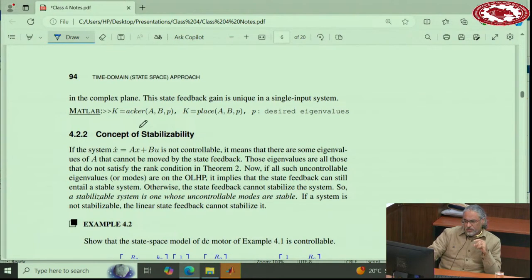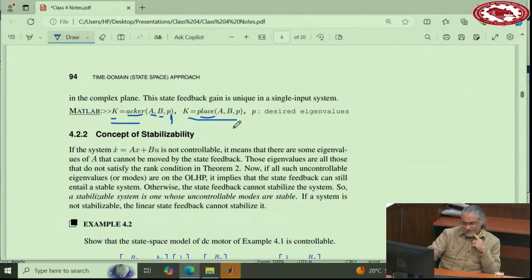Alright, so there are 2 commands in MATLAB that solve and find the state feedback gain K. One of them is acker(A, B, P). So you give A, you give B, and you give the set of eigenvalues that you want. You want the eigenvalues to be here, here, here, here, so you put them in one vector, and it solves it and gives you the K. There is another command which is more general. The first command does not work for multi-input, multi-output systems, but this one works for multi-input, multi-output systems as well.